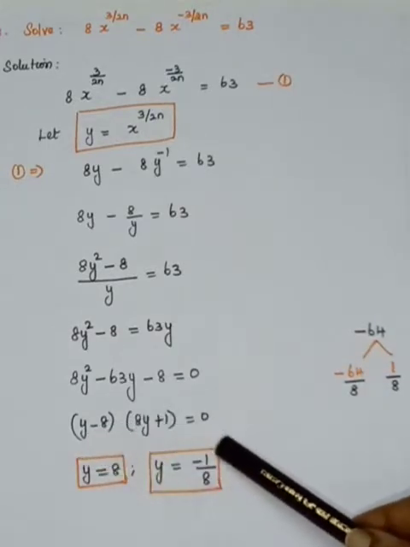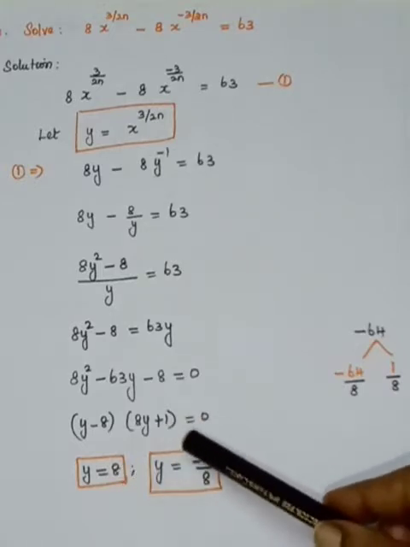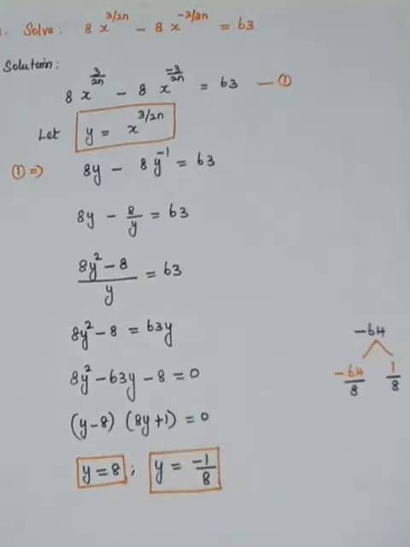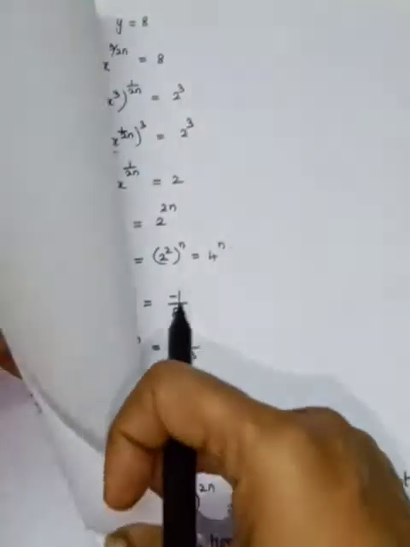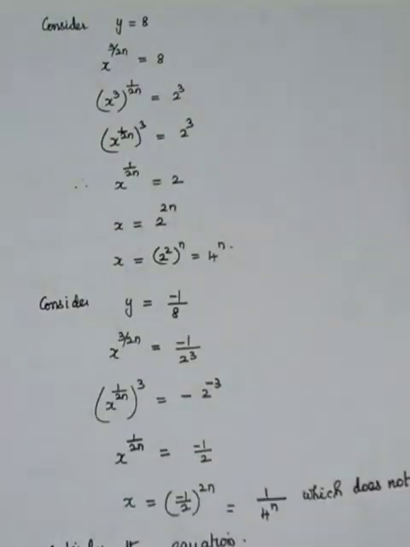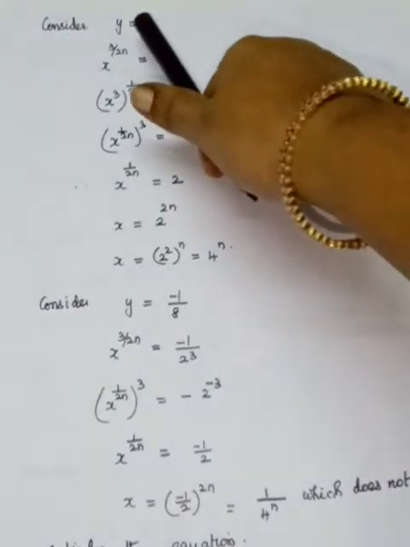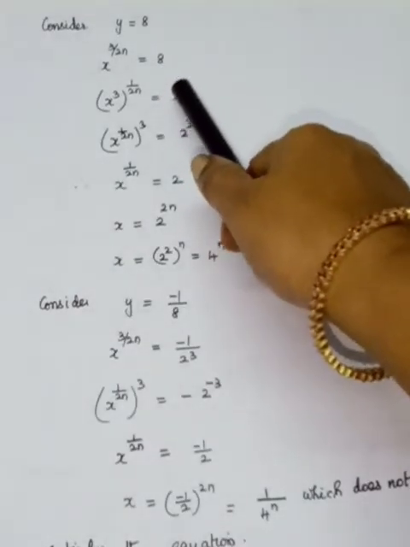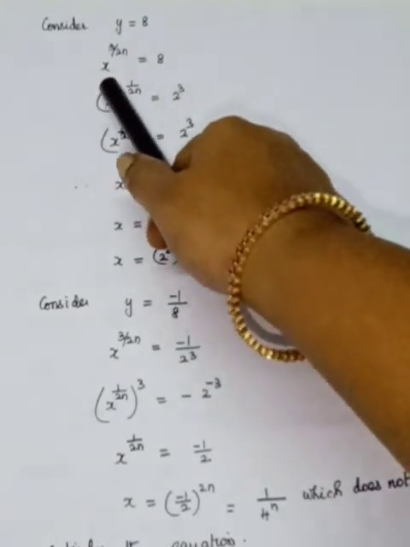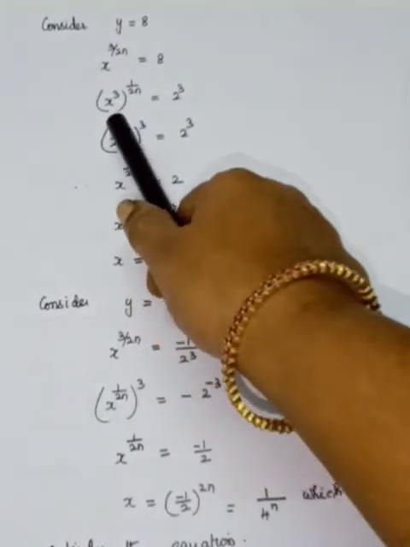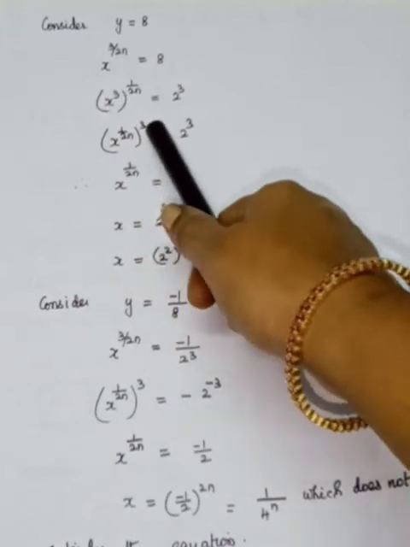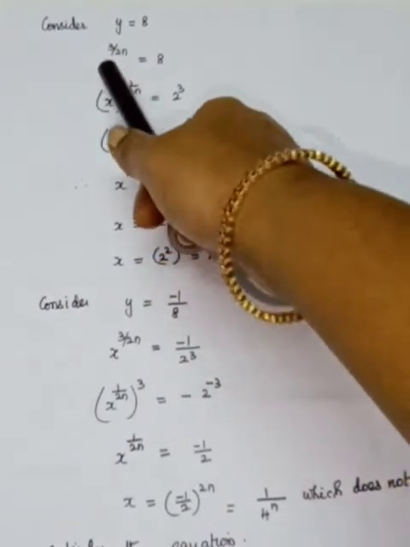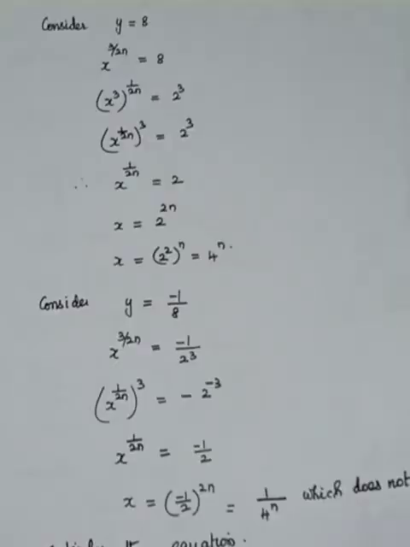So y minus 8 is equal to 0 means y is equal to 8 and y is equal to minus 1 by 8. You consider first one, y is equal to 8. What is y we have taken? X to the power 3 by 2n. So the 8 can be written as 2 cube. So you can write x power 3 by 2n as x power 1 by 2n the whole power 3.